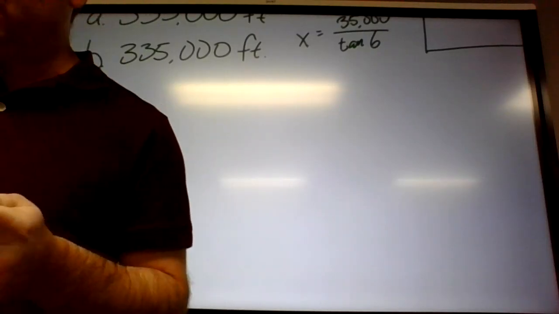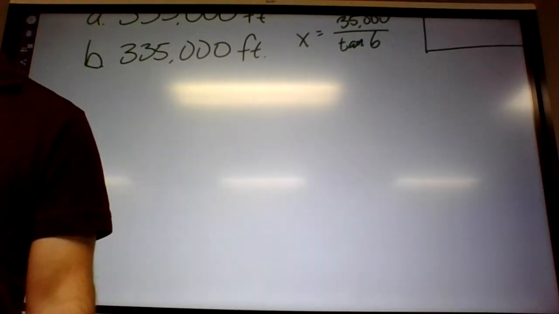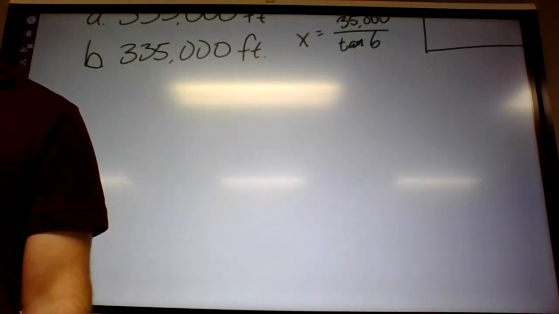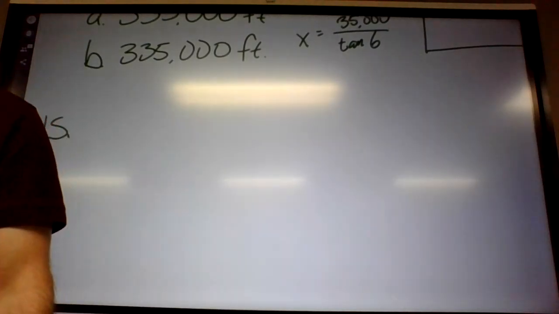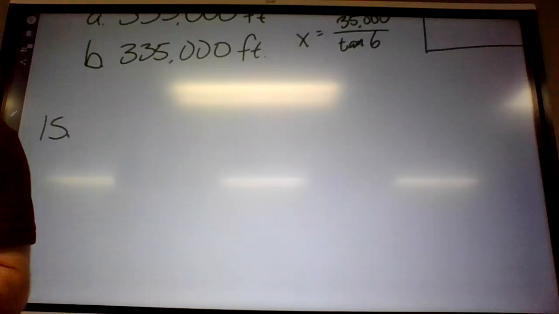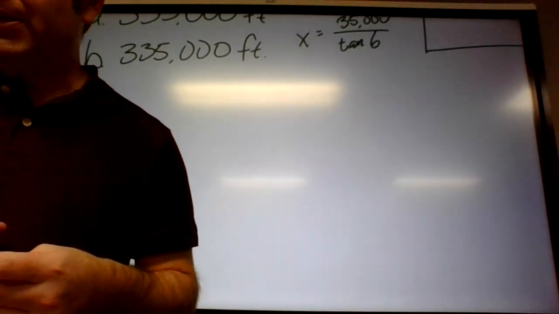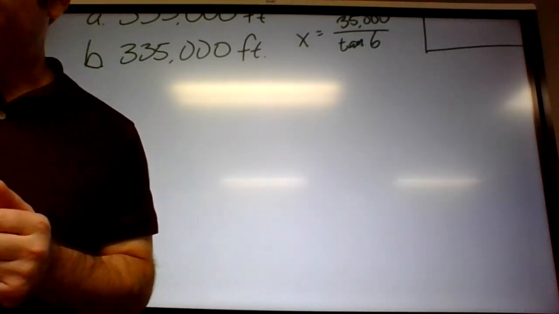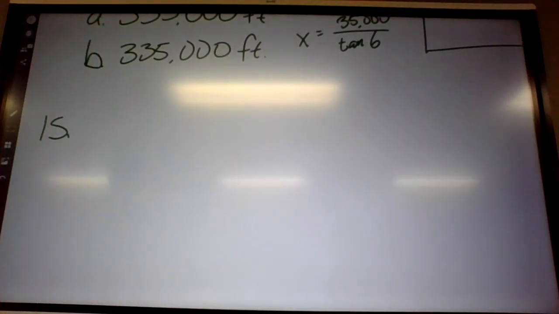Okay, 15. A student looks out of a second-story school window and sees the top of a school flagpole at an elevation of 22 degrees. The student is 18 feet above the ground and 50 feet from this flagpole. Find the height. Okay, if they hadn't drawn a picture, this one would be challenging, I think.